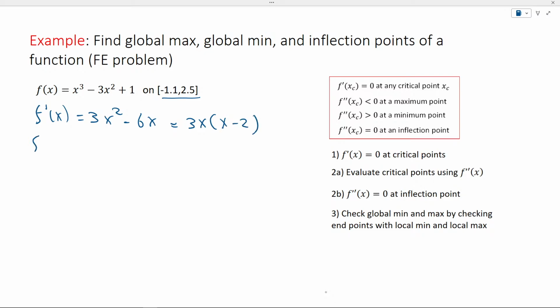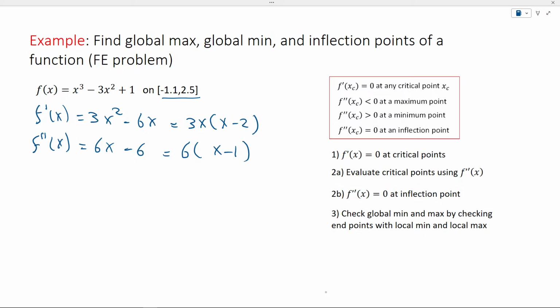And then what do you do next? You find the second derivative. That goes without saying, yeah? So that would be 6x minus 6. And I can take 6 as a common factor, giving 6(x minus 1). Okay, so now I have my first derivative and my second derivative.